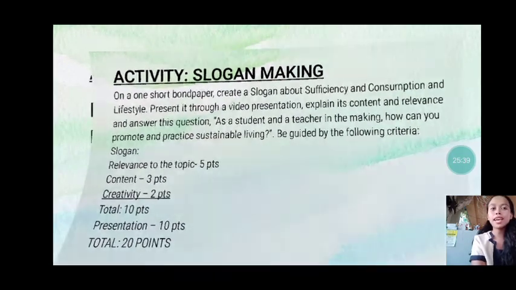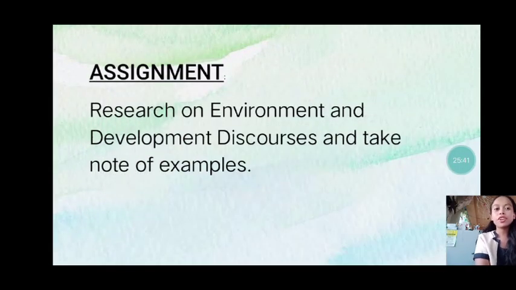And for your assignment, research on environment and development discourses and take note of some examples of these discourses. You don't need to write it, just take note of it and remember what you will be reading, because the next STs will be talking about research on environment and development discourses.